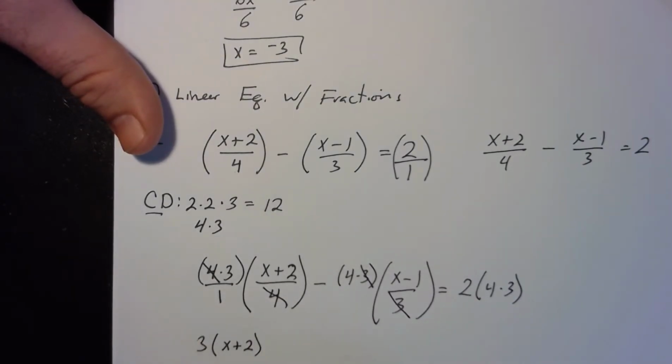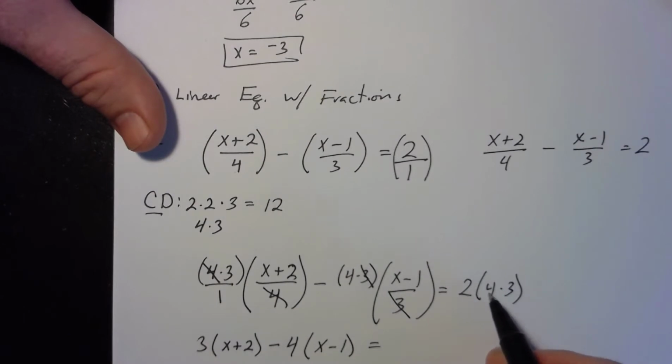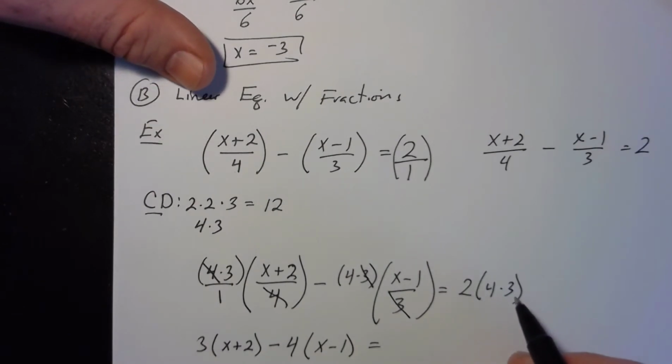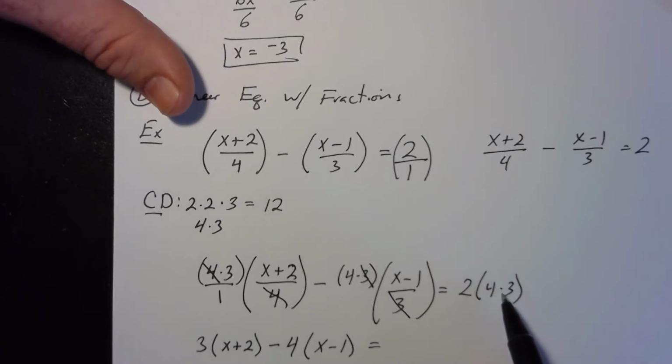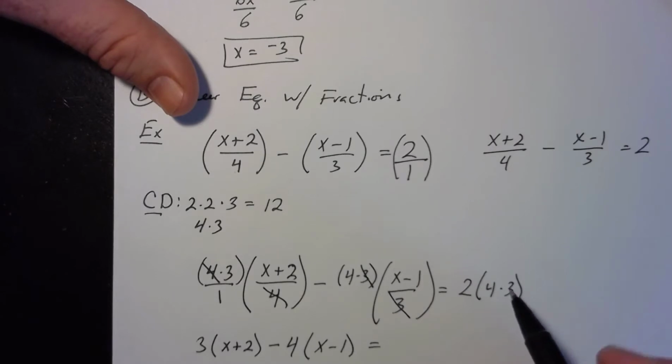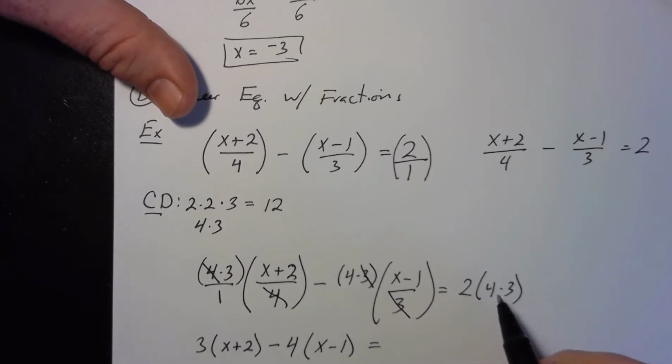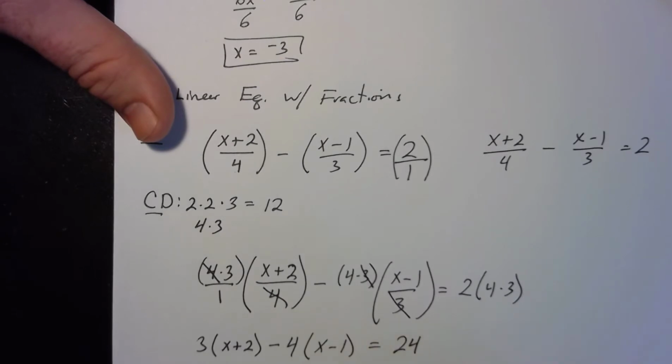This will then leave me with 3, and again, this is why the parentheses are so important, 3 times x plus 2 minus 4 times x minus 1 equals 2, and then it's 2 times 4 times 3. Now there's no distribution occurring here specifically because of this multiplication sign. Yeah, there sure is parentheses, but again, arguably when we do PEMDAS, it's 4 times 3 is 12, and then times 2. Again, we do inside the parentheses first, so I'm going to do 4 times 3 first, and then multiply it by 2, getting me 24.